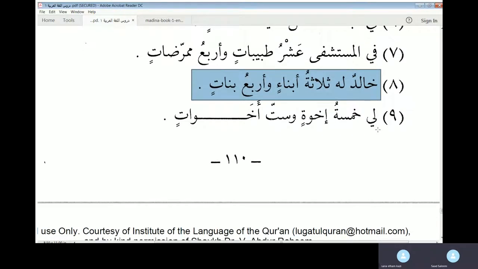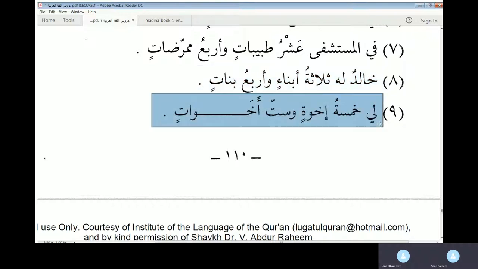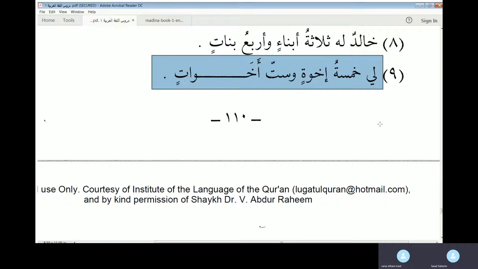خالد له ثلاثة أبناء وأربع بنات. Khalid has 3 sons and 4 daughters. لي خمسة إخوة وست أخوات. No, wa sitt akhawatin. I have five, ikhwatin, brothers. Khamsatu is only for masculine, and ikhwatun means brothers. Okay. I have 5 brothers.